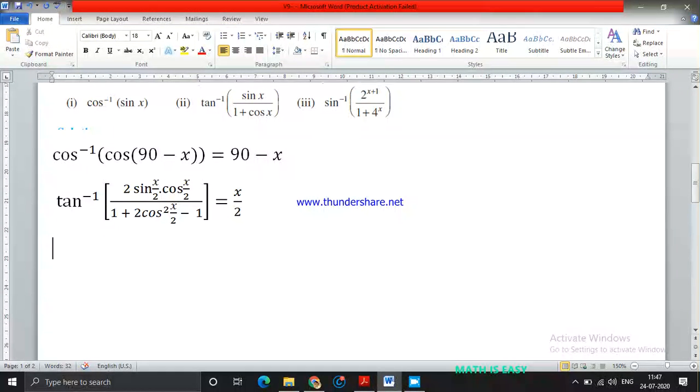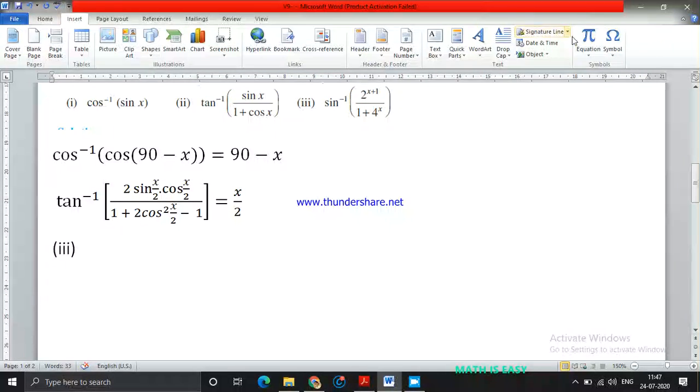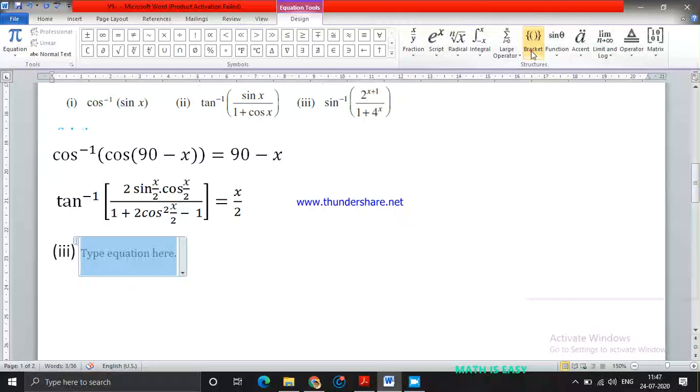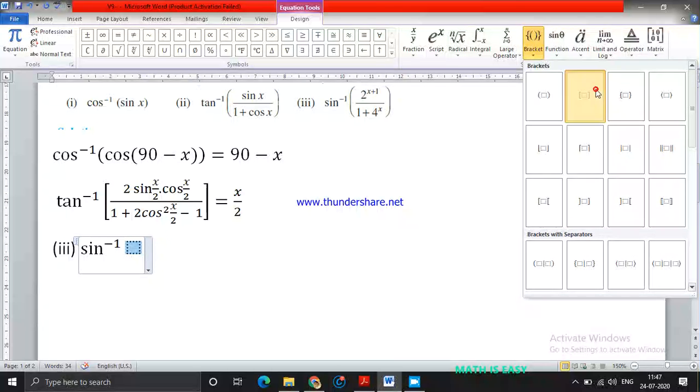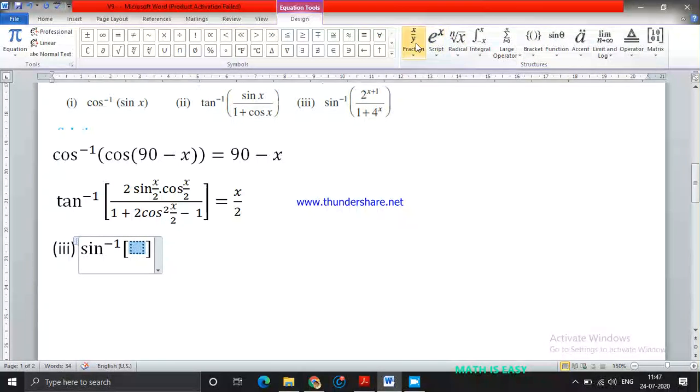Now if I come to the third one, let me solve the third question here. The equation you have is sine inverse. This fraction I'll rewrite in a different way. So 2 power x plus 1, you can write that as 2 power x into 2 power 1, since a power m plus n equals a power m into a power n.